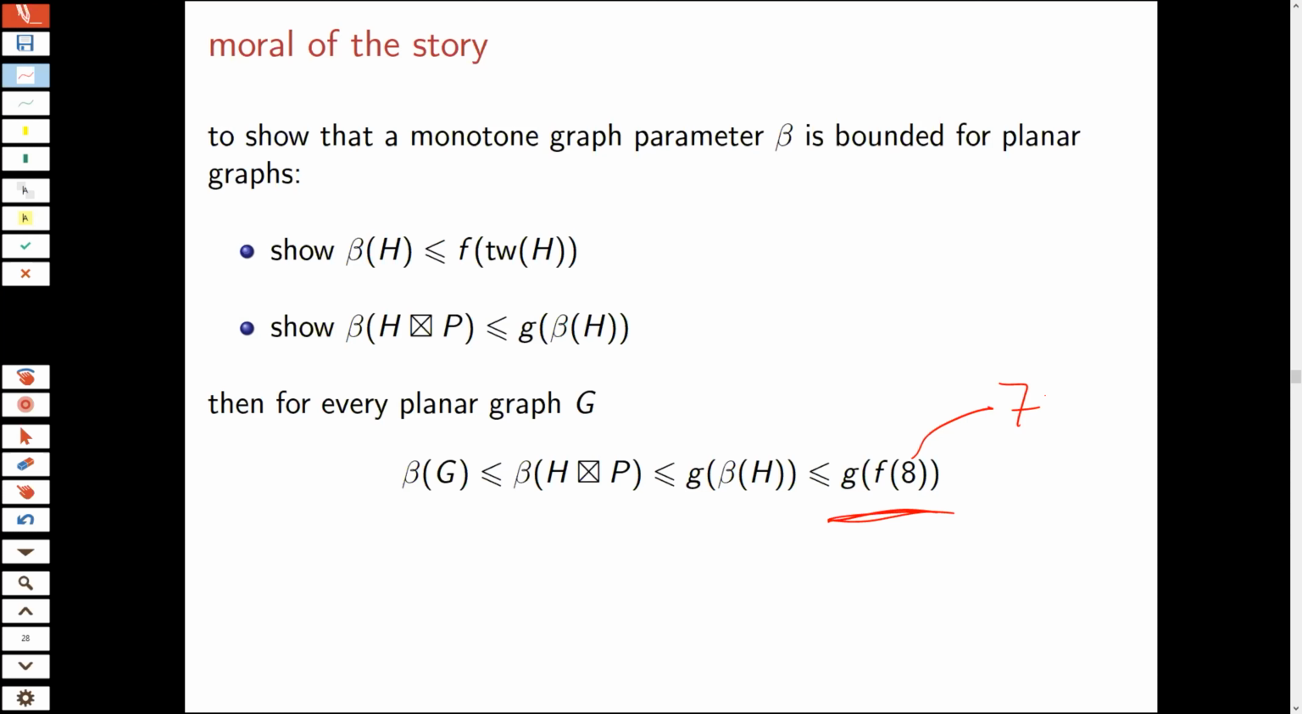Okay, so hopefully that slide here should be what you learned from this talk. This is what you should be doing, applying it to other graph parameters. Beta, I emphasize that monotone means that it's closed under subgraphs. You need that when you go from G to H times P, because G is a subgraph of H times P.